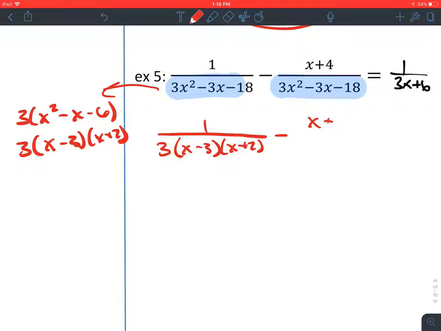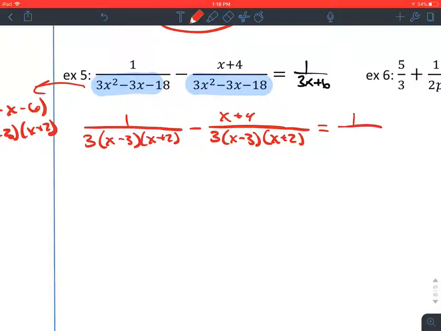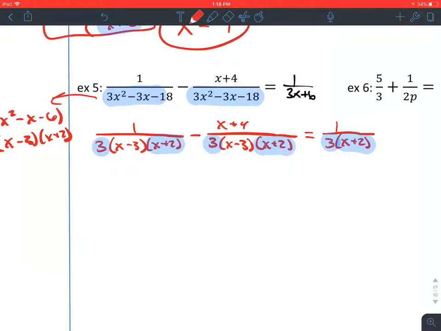The reason I want to do that is so I can easily tell what I should be multiplying by. I don't want to multiply by anything more than I need to. You can, but it just makes it complicated. On the right side, the GCF is 3, so we end up with an x plus 2. Notice each denominator has a 3 and an x plus 2 in it. So if we multiply every term by a 3 times an x minus 3 times an x plus 2, that's going to fix us up here to get rid of our denominators.